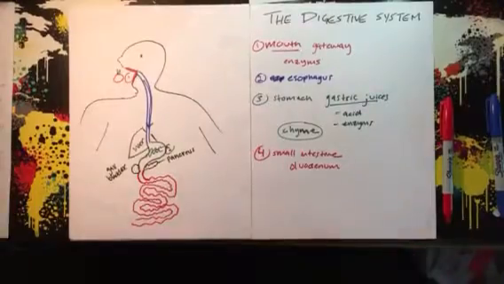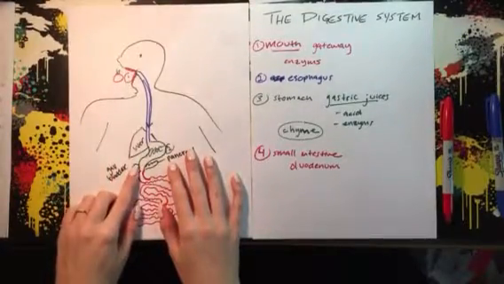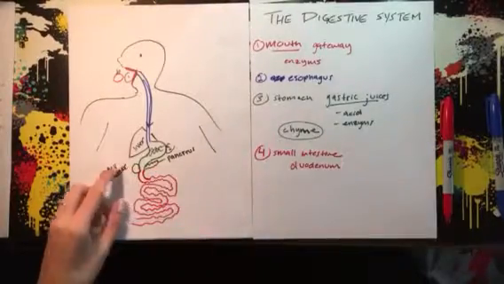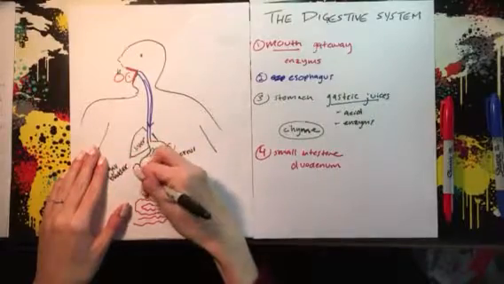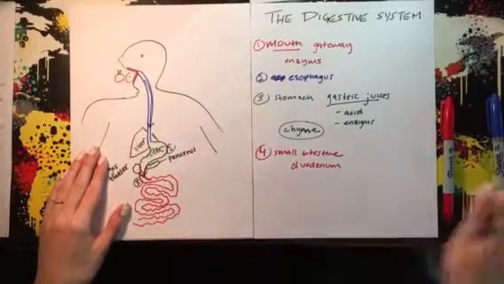My camera's falling again. Okay, so we make bile in the liver. It's stored in the gallbladder. We have enzymes in the pancreas. These two things both come down here and break down the food a third time. All right?